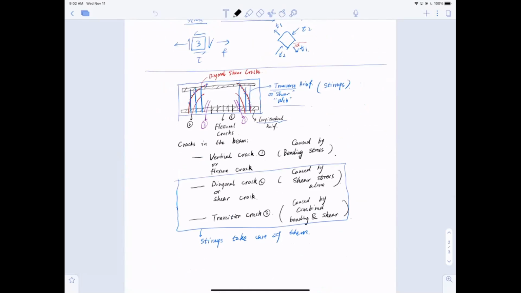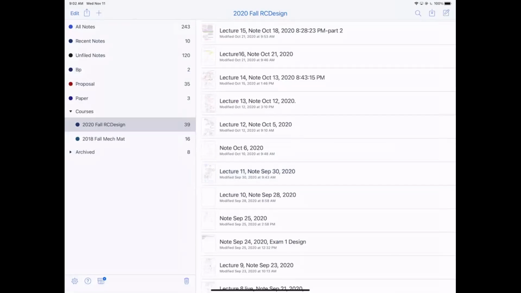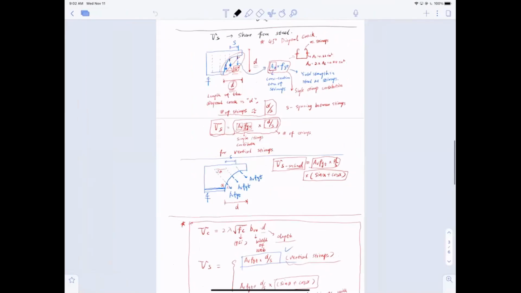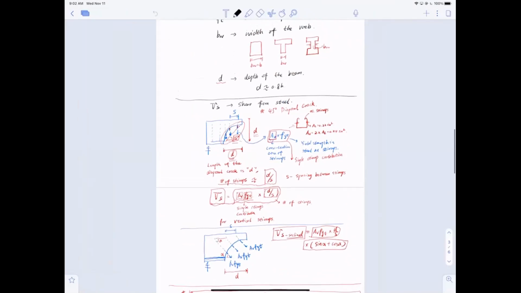So we have a diagonal crack, we have a transition crack. Okay, so now these are just the mechanism. Since we won't have any multiple choice problems, these are not going to be tested. But mainly what we worry about is the concrete and stirrups, right? The concrete contribution and the stirrups contribution.